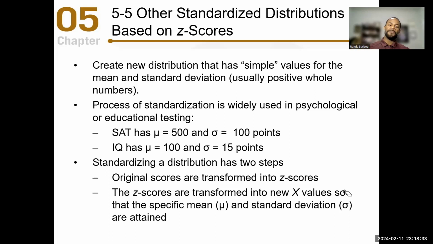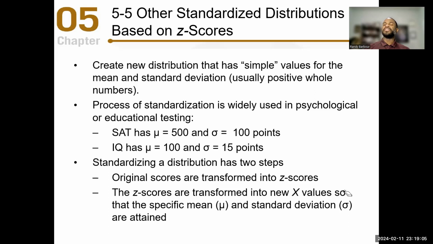And more often than not, all you're going to do is transform your original scores into z-scores. So it just happens in two steps. You take your original scores, turn them into z-scores, and then transform those z-scores into new x values, so that the specific mean and the specific standard deviation that you want are attained. Okay, I'm going to show you what that looks like on the next slide. Take you through an example.